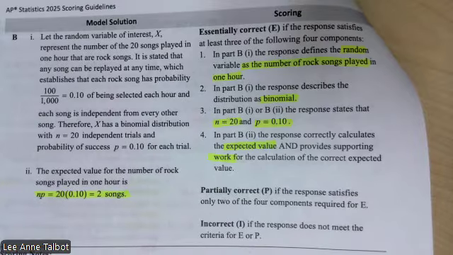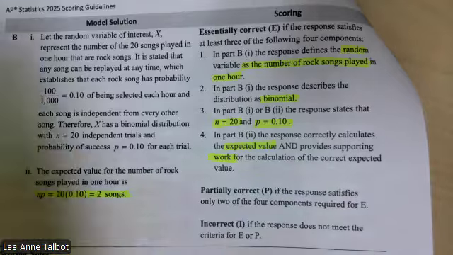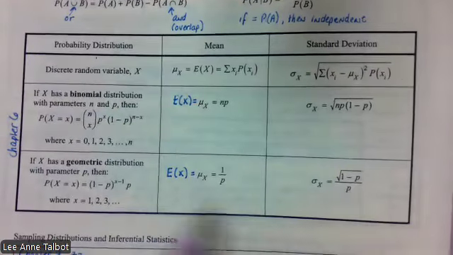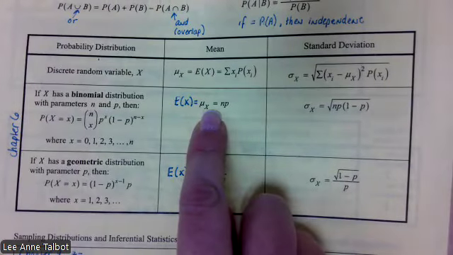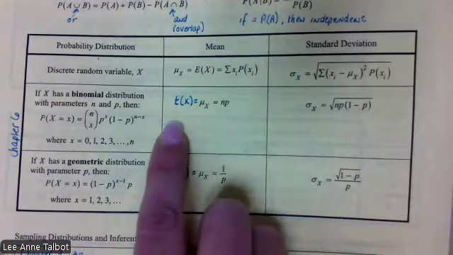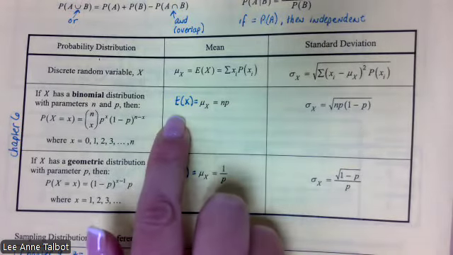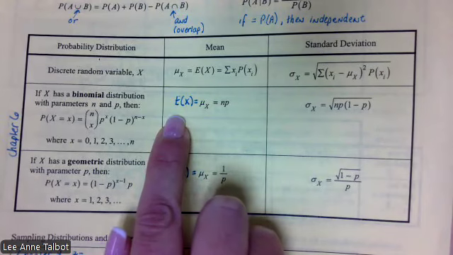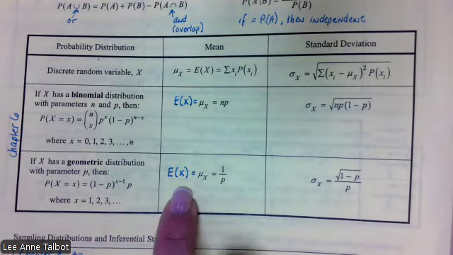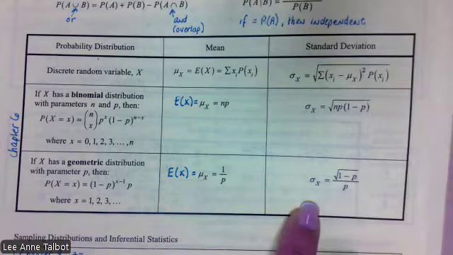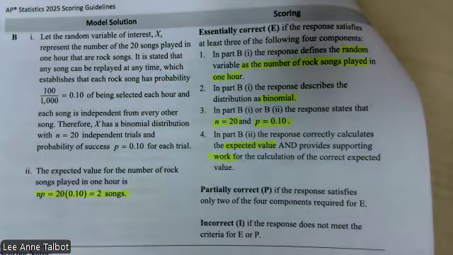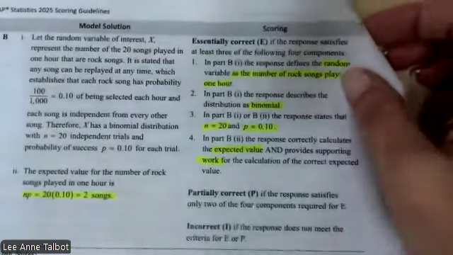One thing I wanted to point out that you might have forgotten is that in the middle of your yellow sheet, the formula for mean of a binomial, standard deviation of a binomial. Remember, expected value and mean are the same thing. So if it's asking for expected value, you have the formula right here. Expected value is the same thing. Here's geometric. All right, so that's B.